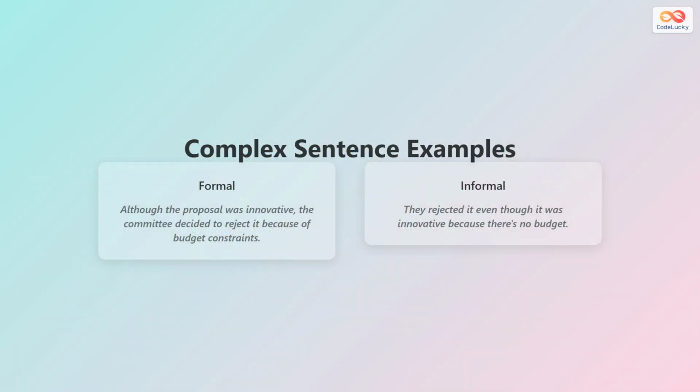Complex sentences are often used more in formal writing. A formal example would be, although the proposal was innovative, the committee decided to reject it because of budget constraints. This sentence has a dependent clause at the beginning and connects multiple ideas. Informally, we might say, they rejected it even though it was innovative because there is no budget. The informal version uses simpler language and structure.